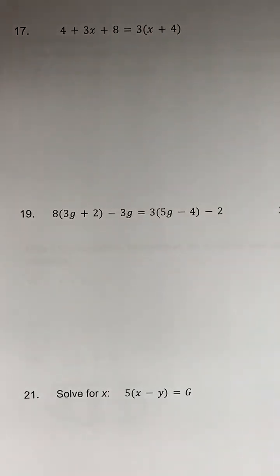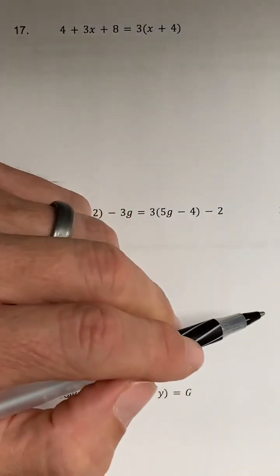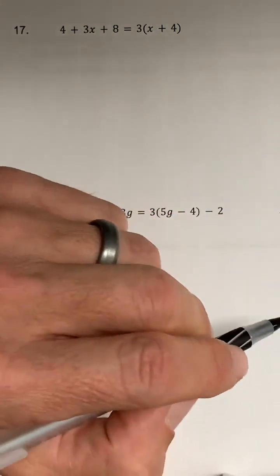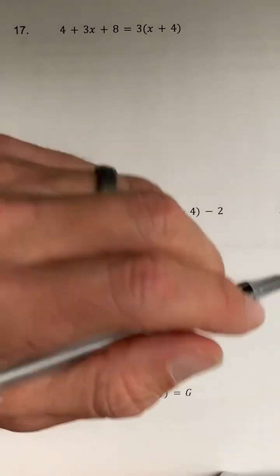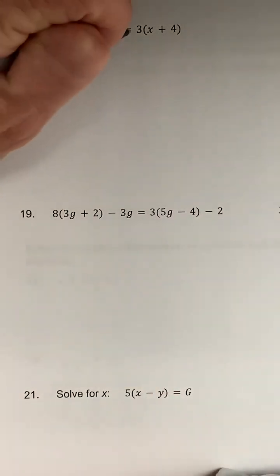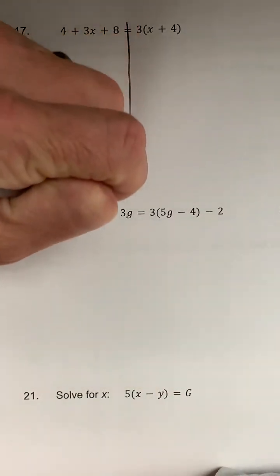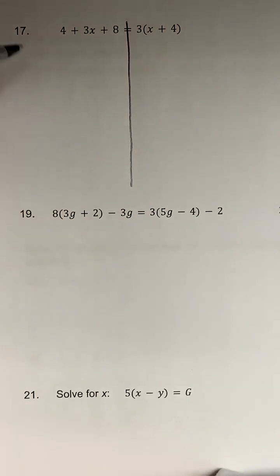We're going to take a look at problem number 17. We're asked to solve, so we need to get x all by itself, and it looks like this is kind of a long problem. We've got some work to do, so let's get started. Let's always start by drawing a line down through the equal sign. That'll separate each side, okay?